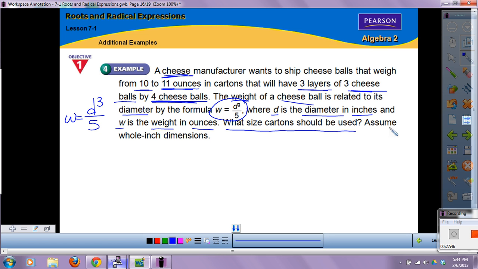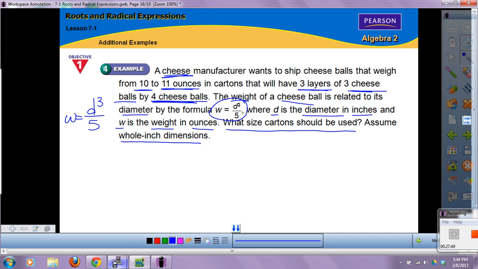Assume whole inch dimensions, meaning whenever you decide what size carton to get, you couldn't order like a 2.3 inch carton. You can get a 3-inch carton because they're not going to sell you a 2.3 inch carton. You're not going to find one anyway to buy. So that's what they mean there. Okay, this looks super complicated. In fact, probably pause the video so you can write this down.